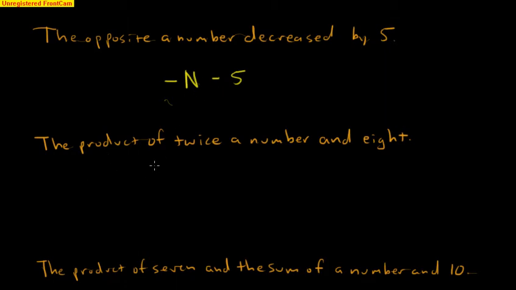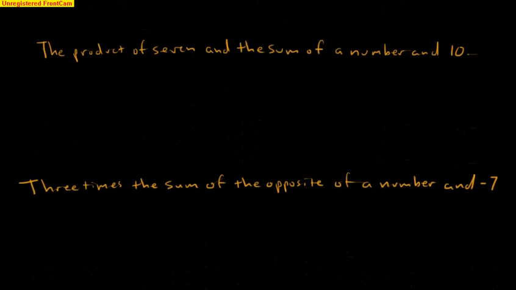Let's do another one. The product of twice a number and 8. So the product of twice a number and 8. Product means we're going to multiply something. So really it's all multiplication there. 16n would be our answer.